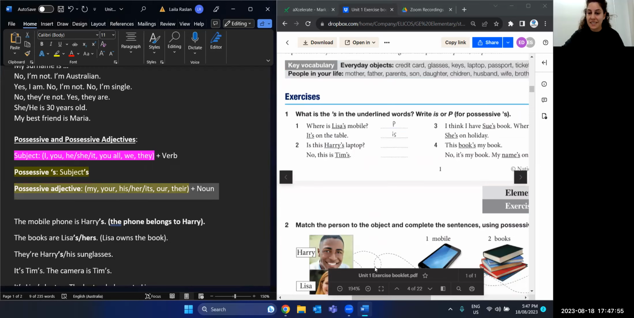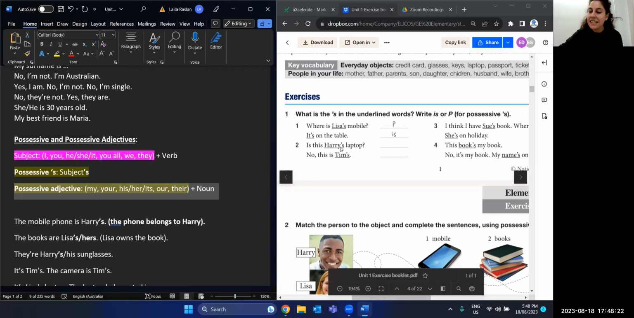So let's do the exercises. So where is Lisa's mobile? It's on the table. So the first question, where is Lisa's mobile, is a possessive. The second one, it's on the table, uses is. So write is or P.